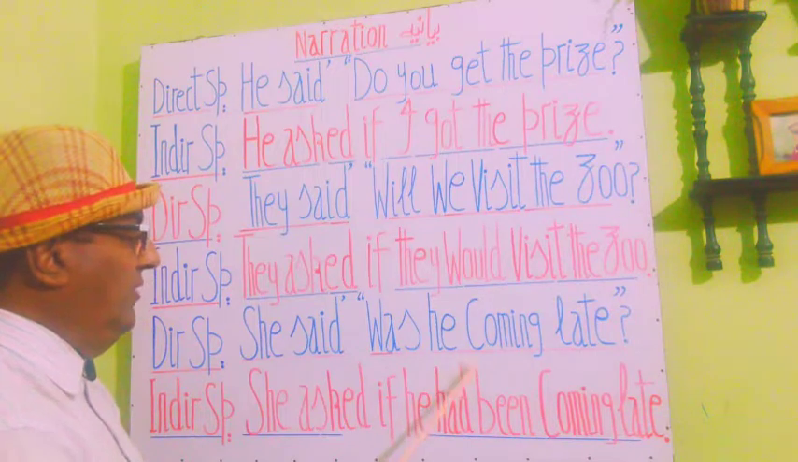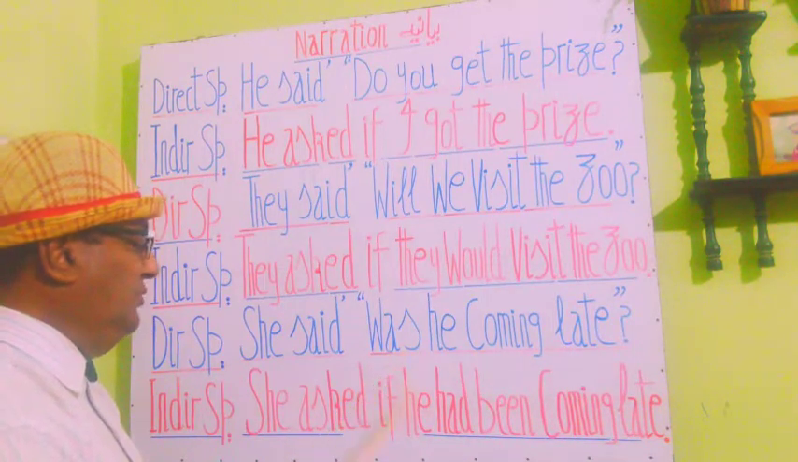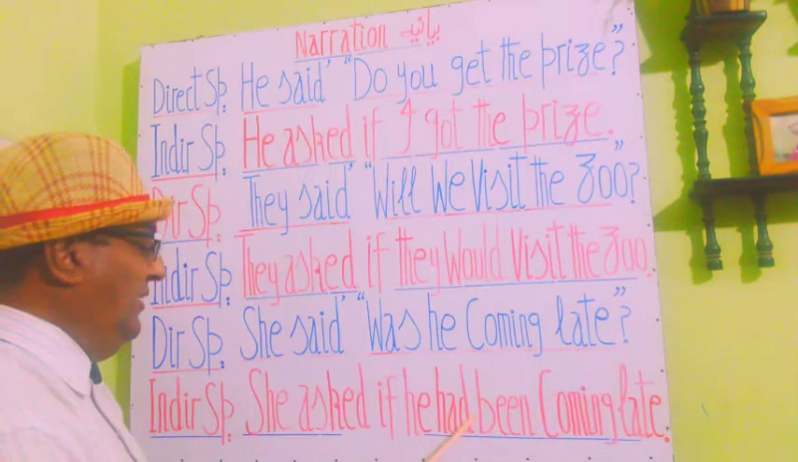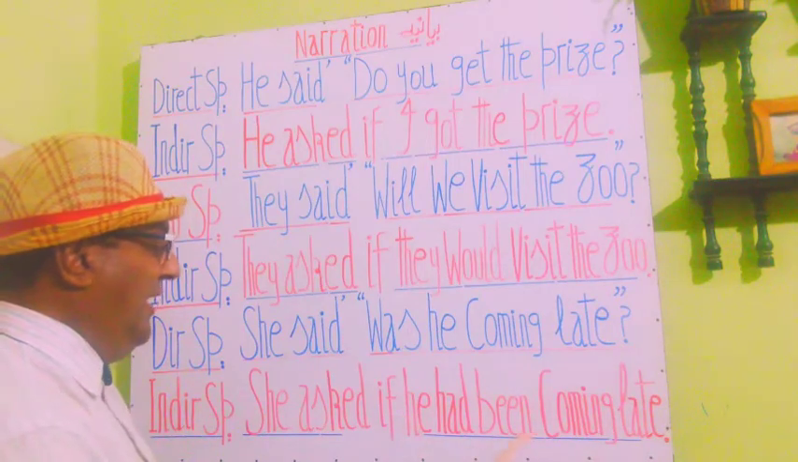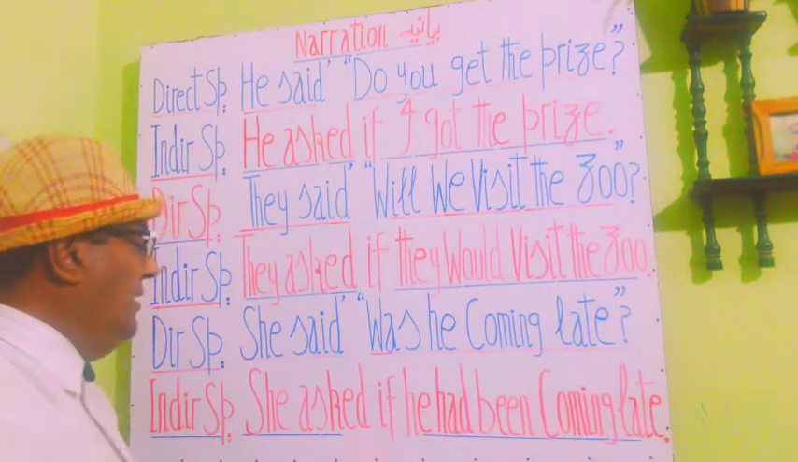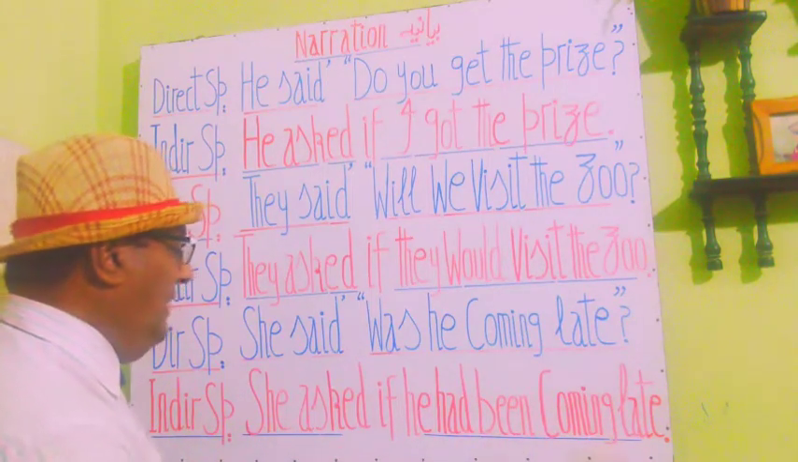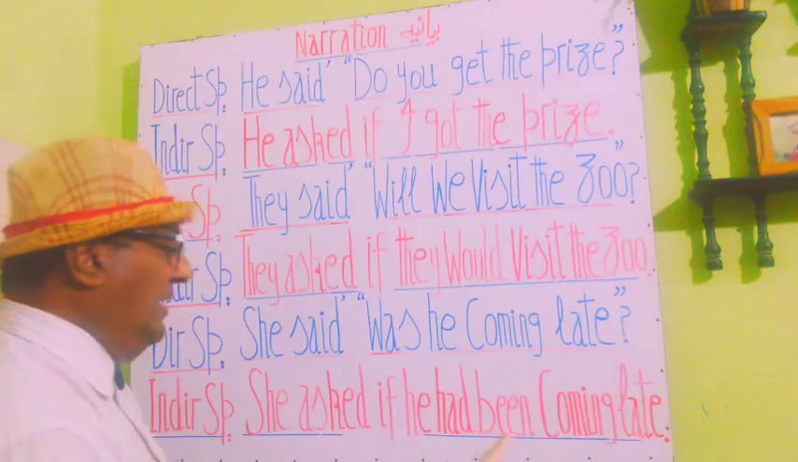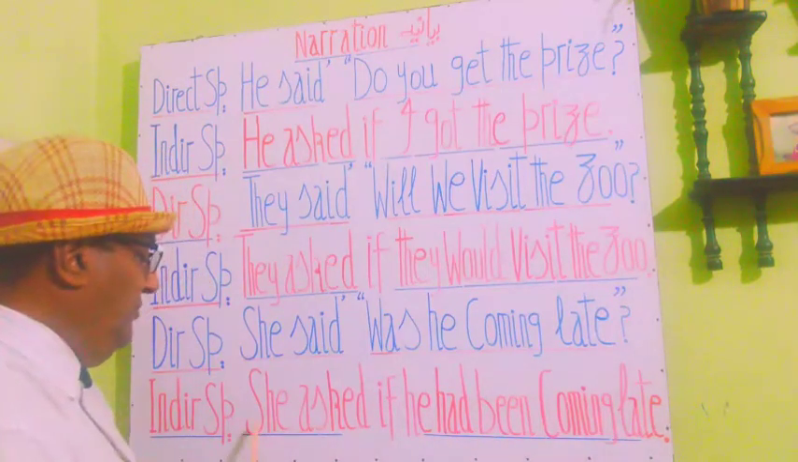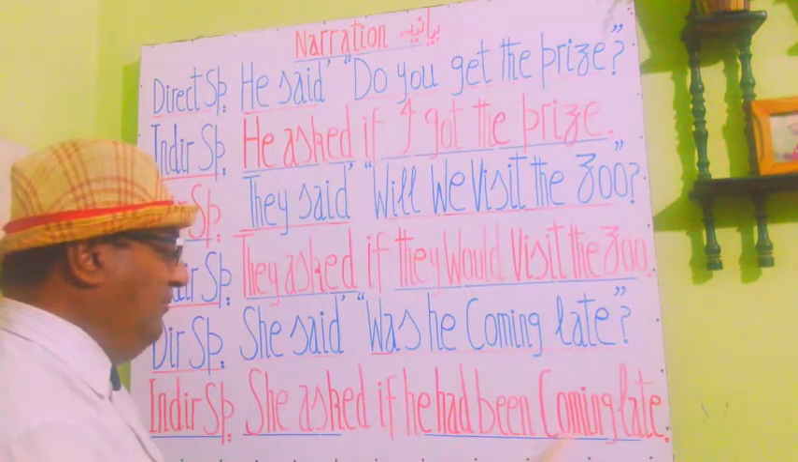If he, now we have the past "was" here. So "was" is going to change into the past perfect, "had been". So: if he had been coming late. This is a new statement, and in indirect speech, let's read it out: she asked if he had been coming late. She asked if he had been coming late.